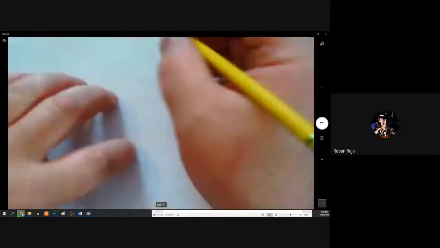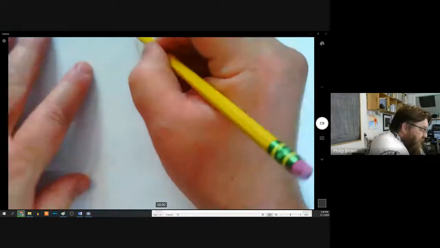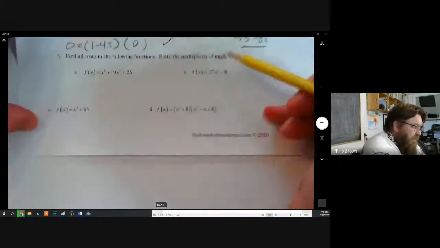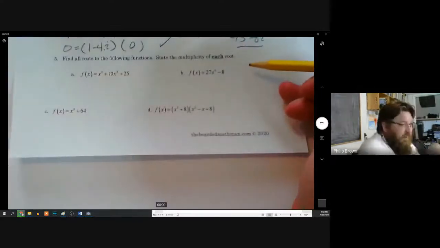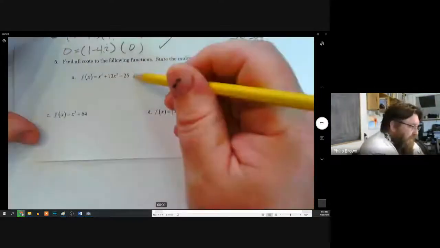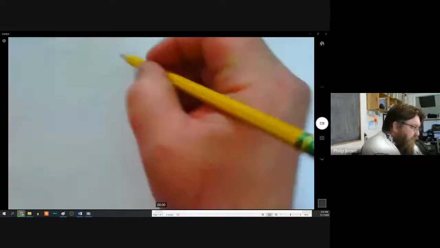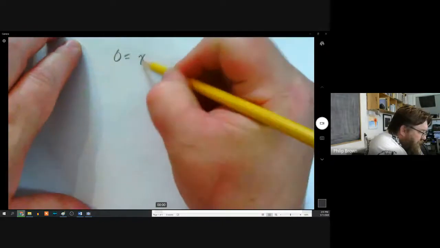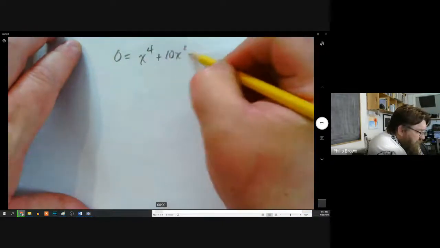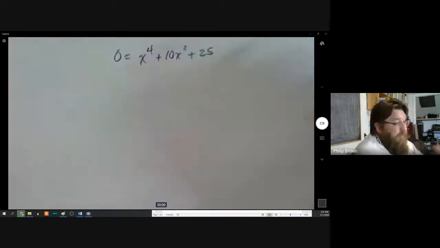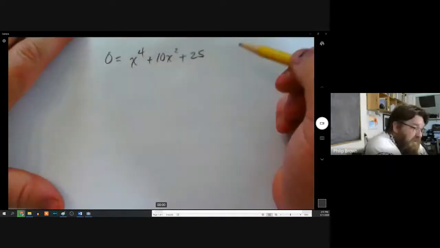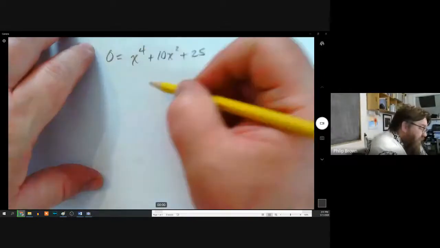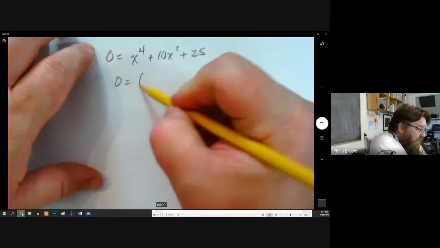5A is a tricky one. Here's what the instructions say: find all roots to the following function and then state the multiplicity of each. So we're going to do this one right here. Let me write it down. I'm going to set it equal to 0. x to the fourth plus 10x squared minus 25. Okay, so it's factorable for sure, but the issue is that it's not quadratic. So when we factor it, here's what you're going to get.